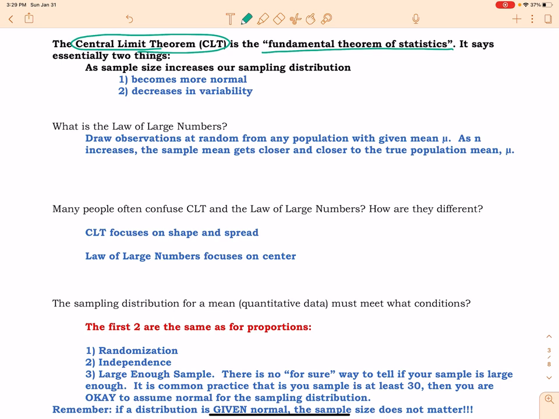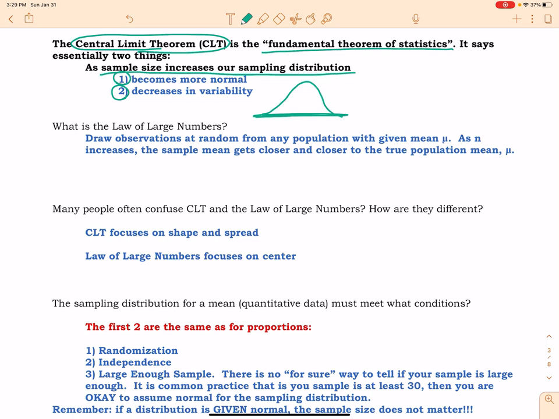The first thing it tells me is that as my sample size increases in our sampling distribution, that sampling distribution becomes more normal and it decreases in variability. In other words, it becomes more like this, right? Bell-shaped, unimodal, not a lot of spread going on here. That's what the central limit theorem tells me. In other words, if my sample size is large enough, then my distribution will take on a normal shape, and I can therefore approximate using the normal curve. So that is why it is all magical and stuff.